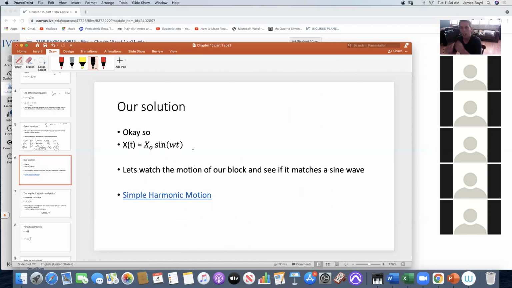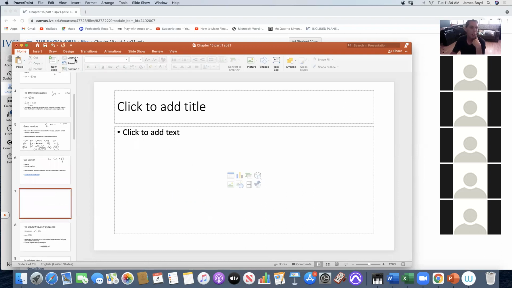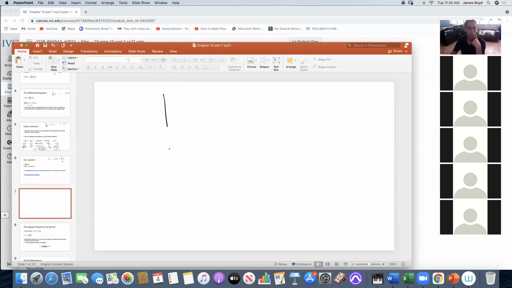We go with that. Now, I need to stop here for a minute. You'll see in the book, if you read, that they write this as sine of omega t plus something that's often called the phase, or sometimes the phase. We're not going to deal with that today. We'll deal with that next week. All this is an offset, because if we look at sines and cosines.